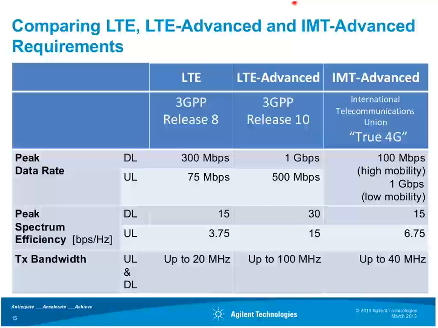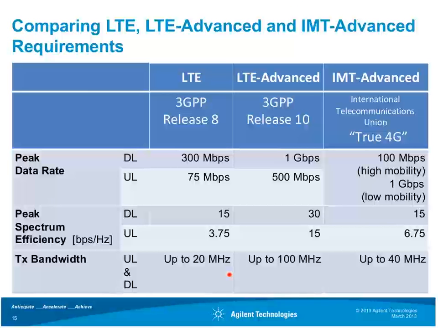So LTE meets the downlink but not the uplink, and you can see that LTE Advanced does meet the requirements. Another major issue is peak spectral efficiency. This is important to the network operators because they have limited spectrum and they need to be as efficient as possible. Again, you can see that LTE didn't meet the uplink, but that LTE Advanced does. And the downlink did meet the requirements of the IMT Advanced standard.